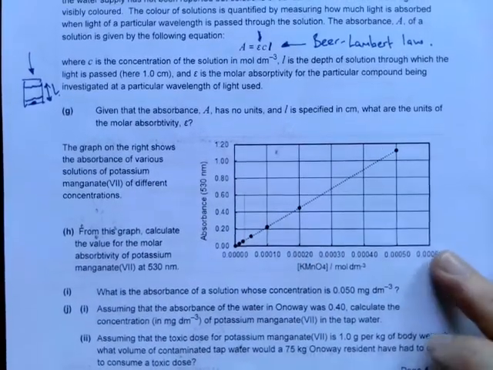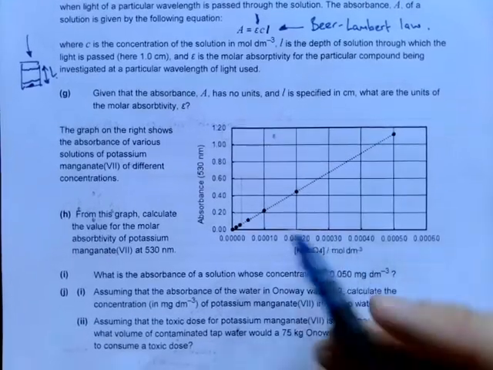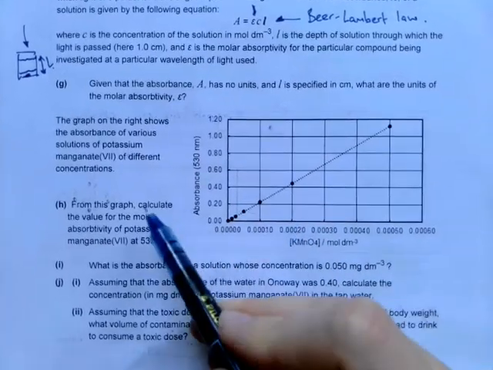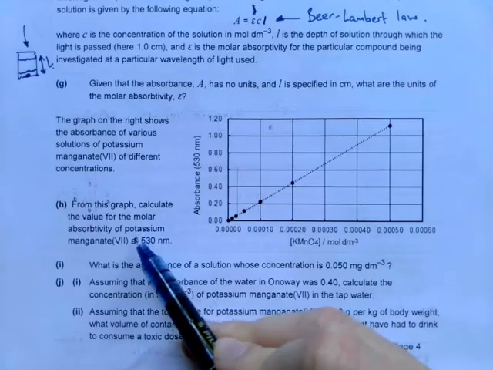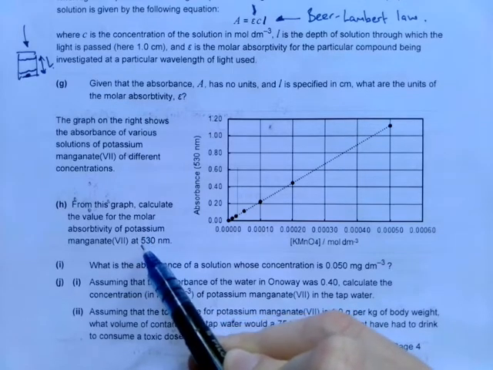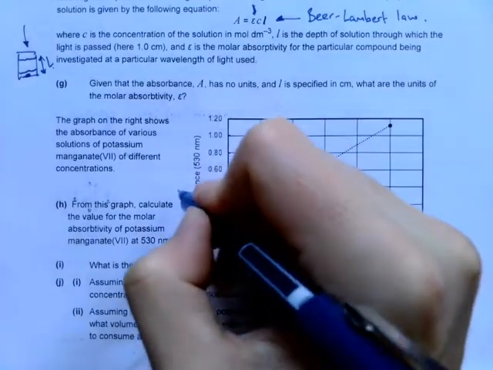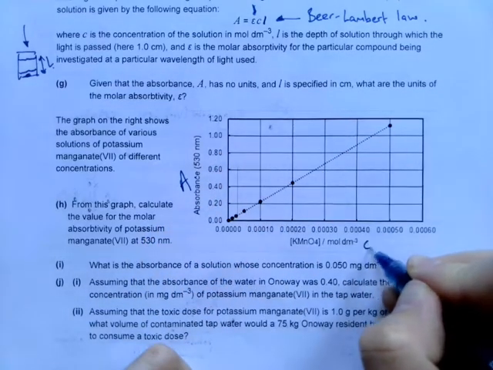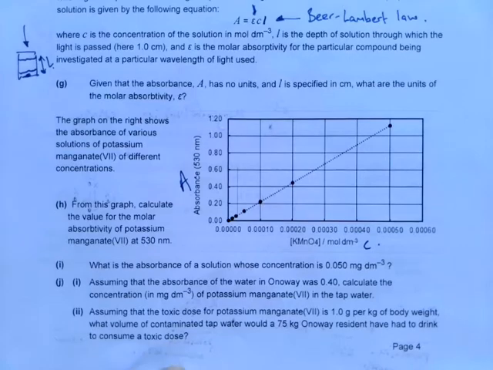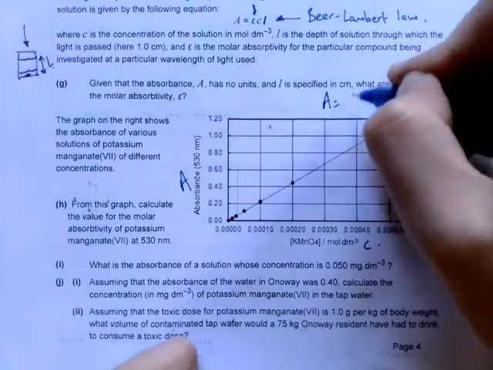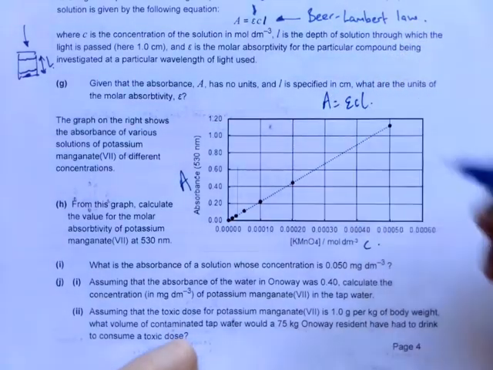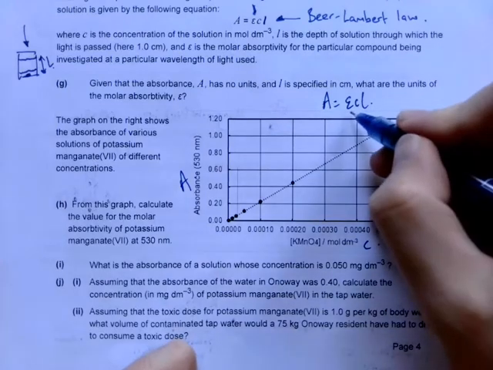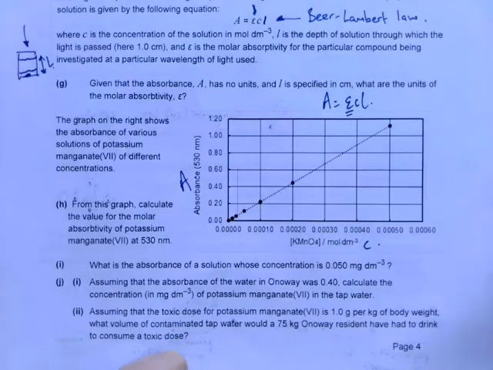The graph on the right shows the absorbance of various solutions of potassium manganate at different concentrations. From this graph, calculate the value for the molar absorptivity of potassium manganate at 530 nanometers. So this is A, and this is concentration. Remember that A equals ECl, and we want to work out what the absorptivity constant is.